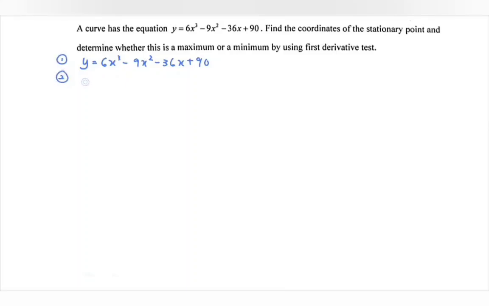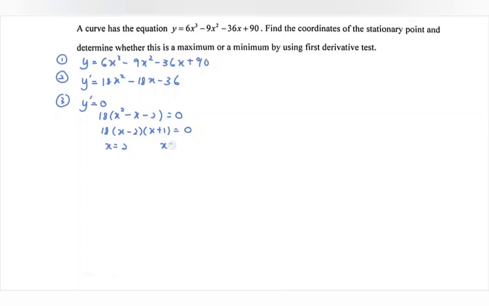Step number 2, find the dy dx. So we have the y prime, which is 18x squared minus 18x minus 36. Third step, find the critical number. So here we factor out the 18. x squared minus x minus 2 equals 0. So 18 (x minus 2)(x plus 1). So continue. So the value of x will be equal to 2, and the value of x will be equal to negative 1. So here we have the critical numbers.